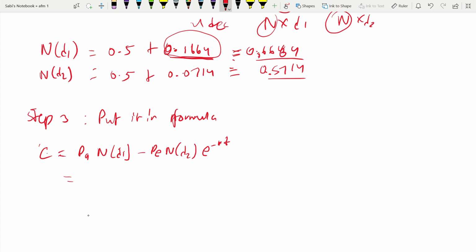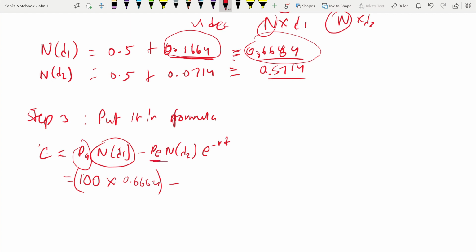So PA is the underlying asset, 100, multiplied by N(d1). N(d1) we just found out, this one, 0.6664. You get it? Minus, or maybe you can put a bracket, PE, that is your exercise price, which is 95. Multiply by N(d2). There are three separate sections here: PE, N(d2) and E to the power minus RT. Understand? N(d2) is 0.5714. This one. And multiply by, there are three sections: 95, 0.5714 and E. E as it is, you can use it.